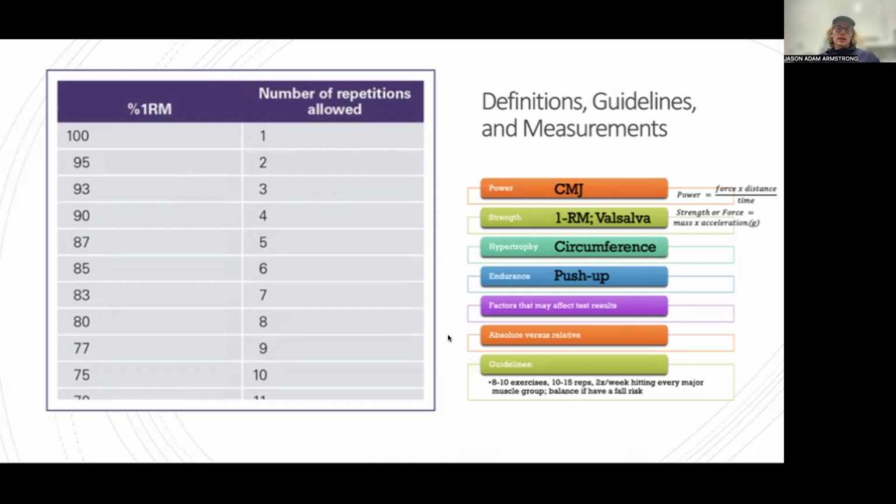And then general guidelines for resistance training exercises are 8 to 10 exercises for 10 to 15 repetitions twice a week for every major muscle group. And then you can add some balance exercises if the client you're working with has a fall risk.